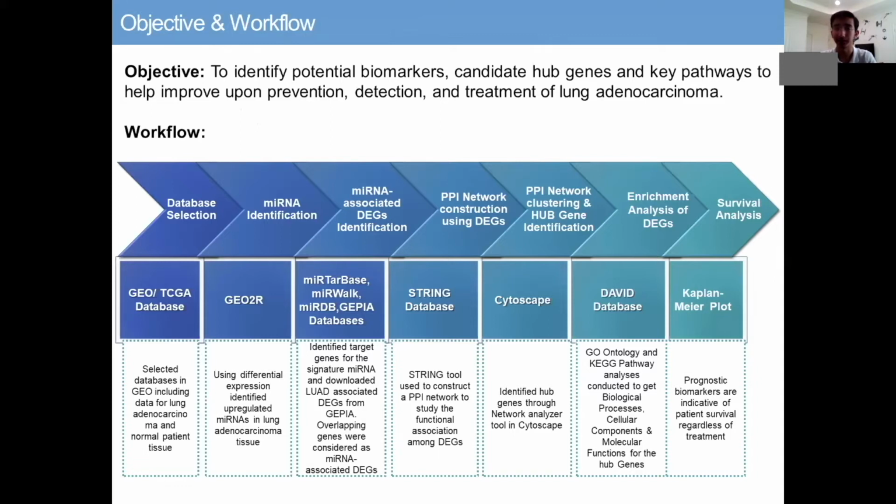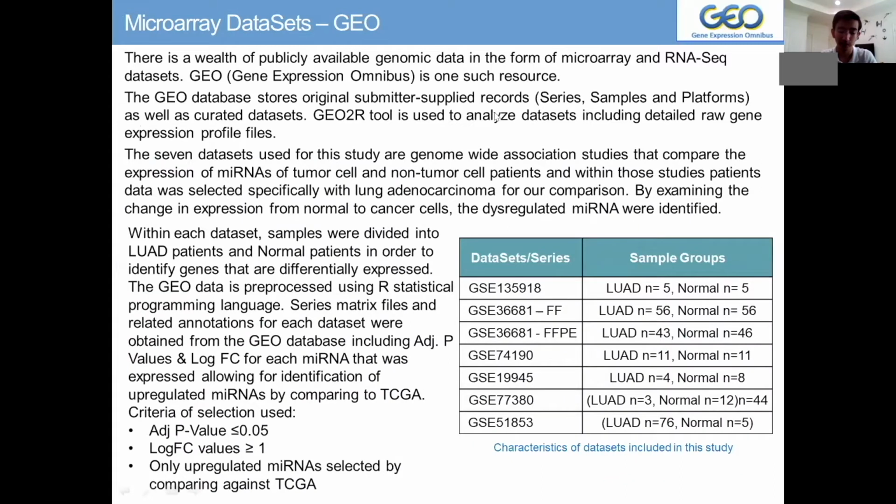in lung adenocarcinoma. The first thing I did was use the Gene Expression Omnibus database, which is a publicly available database, and I used 7 different data sets from the database. These are all genome-wide association studies that compared the expression of microRNA in tumor cells and non-tumor cells of lung adenocarcinoma patients and normal patients.